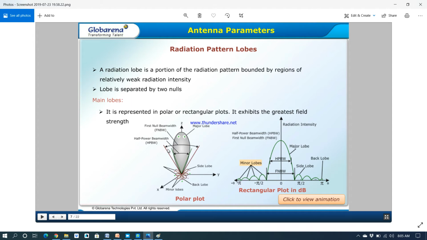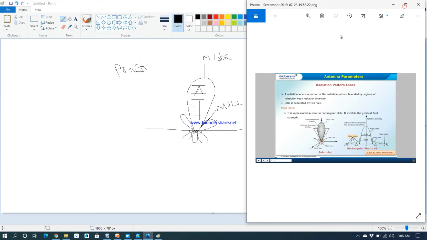These, the polar plot, all of you please listen. Whatever picture I am showing here is converted into a rectangular plot here. Okay, I will draw with reference to this one. It's very important to draw radiation pattern lobes practically, so I am writing this one. Of course it may take time.